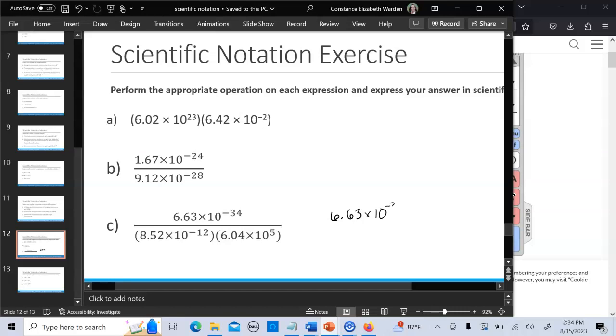6.63 times 10 to the negative 34th divided by 8.52 times 10 to the negative 12th. And then you're going to multiply all of that times 6.04 times 10 to the 5th. So if you notice, it kicks that number to the top of the fraction, and now all of a sudden you're multiplying it on top and then dividing only by that 8.52.